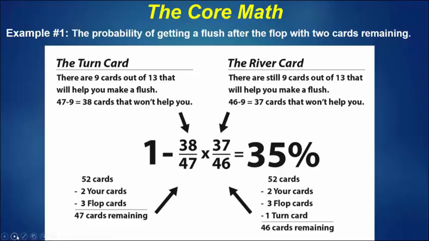The next event is the river card. Now, there are 37 cards that won't help you. There are 46 cards remaining in the deck. To determine what percentage won't help you make a flush on the river, divide 37 by 46. Next, multiply 38 divided by 47 times 37 divided by 46 and subtract that number from 1, which is 100%. This provides the probability of getting a flush when you will see both the turn and river cards. As shown in this figure, it is 35%.